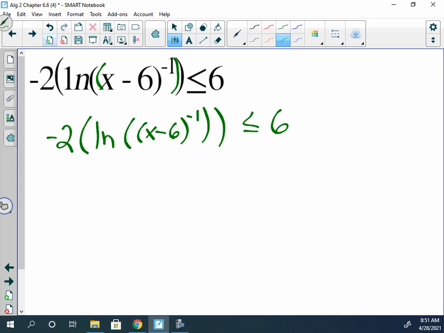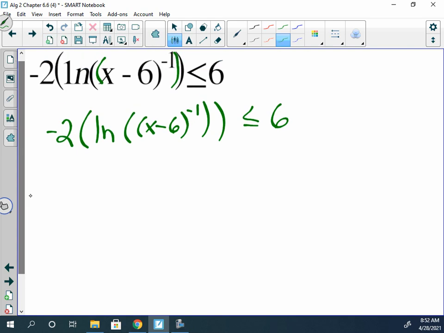Because if we have it the other way, it actually makes the answers really funky. Because we end up getting a section, a gap, and then a section of the actual answers. We'd have 2 inequalities. So when we look at it this way, we need to get the natural log by itself. And the first thing we can do is divide both sides by -2.